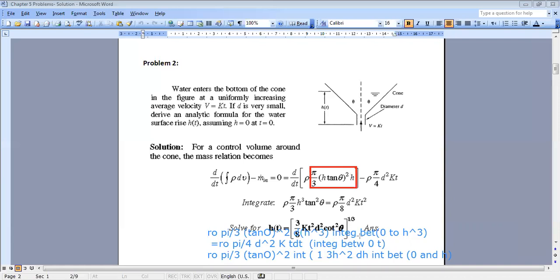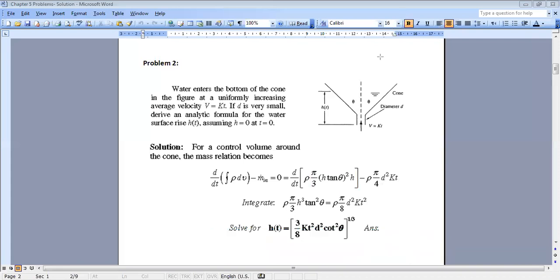Okay, and from the other side you should integrate this constant times t. So when you integrate with respect to time, you have the constant times t square over 2. So you get the constant over 2 times t square. So it is rho pi over 8 d square k t square. Okay, any problem on the method? Do you want me to do more details on this, or it's fine?